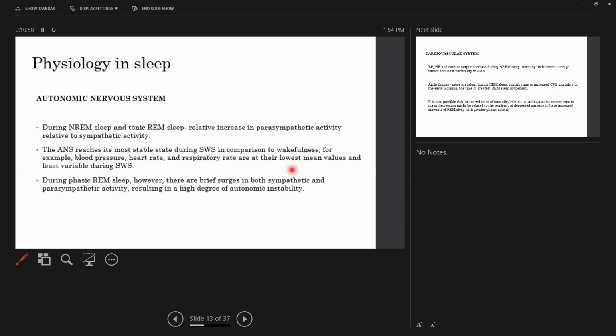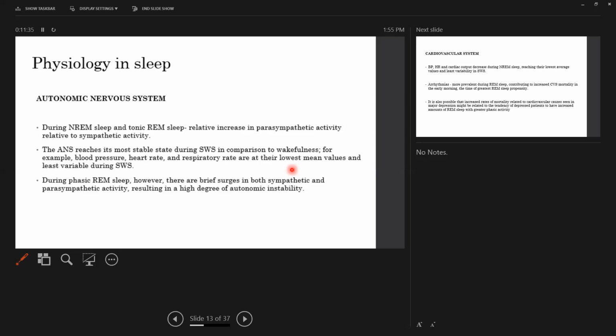Now, let us come to the physiology of sleep. We'll be seeing various systems of the body, how they are changed and affected during sleep. Now, the autonomic nervous system. In REM sleep, it is divided into two parts: the tonic and the phasic. The tonic REM and the non-REM have increased parasympathetic activity, and the autonomic nervous system reaches its most stable state during slow wave sleep in comparison to wakefulness.